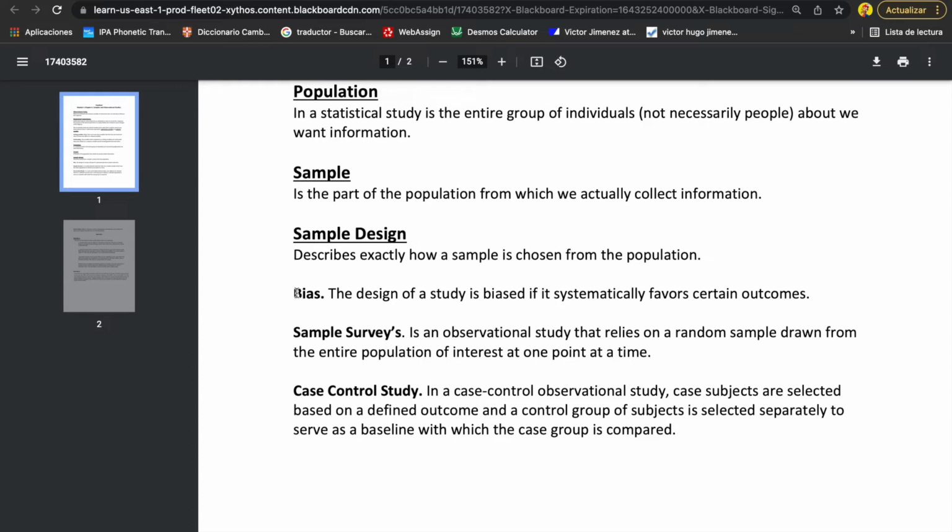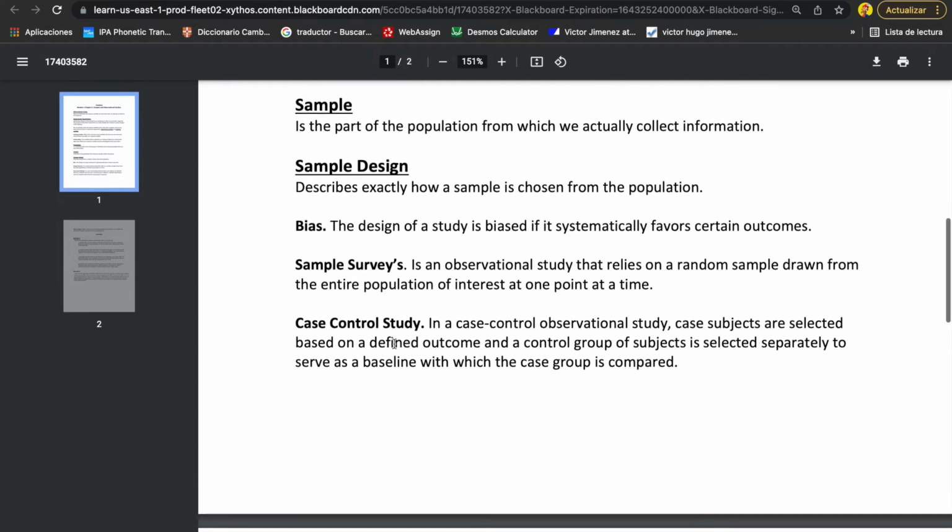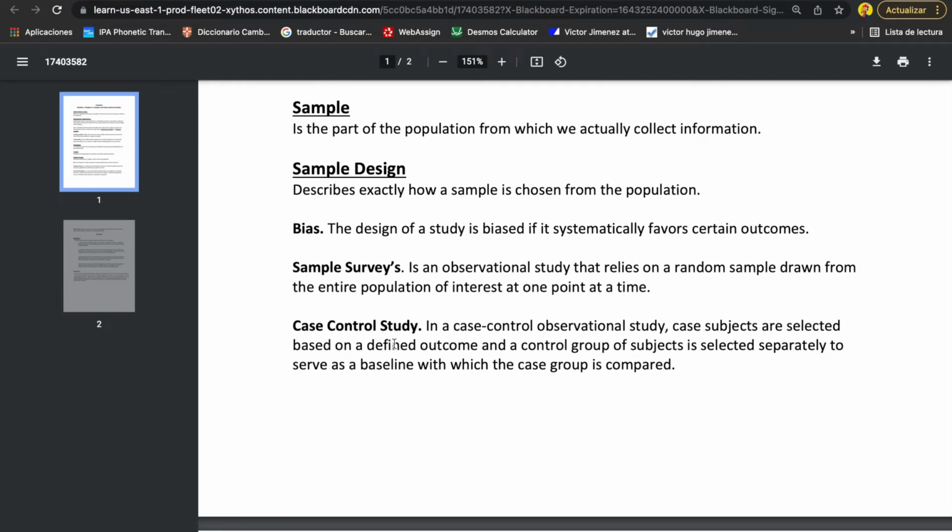A sample survey is an observational study that relies on a random sample drawn from the entire population of interest at one point in time. Sample surveys are essentially polls, right? The most common example of a sample survey is going to be a poll. Now, case control study. In a case control observational study, case subjects are selected based on a defined outcome, and a control group of subjects is selected separately to serve as a baseline with which the case group is compared.